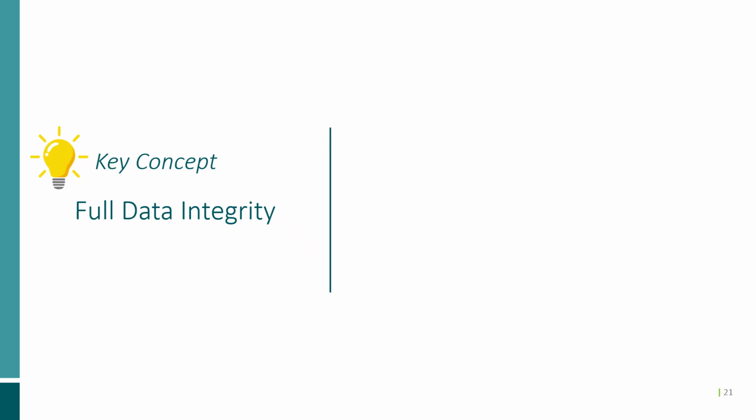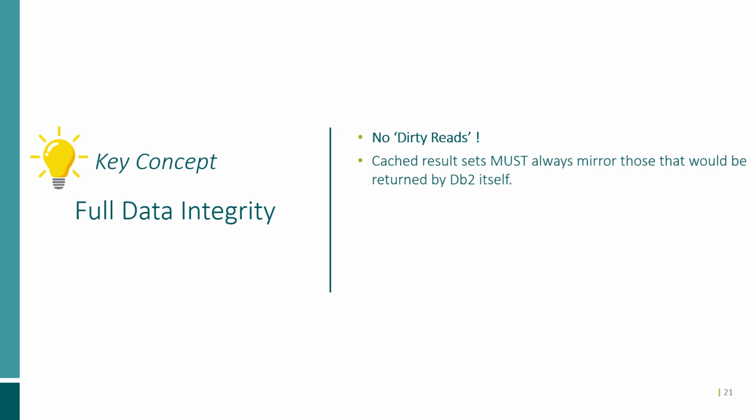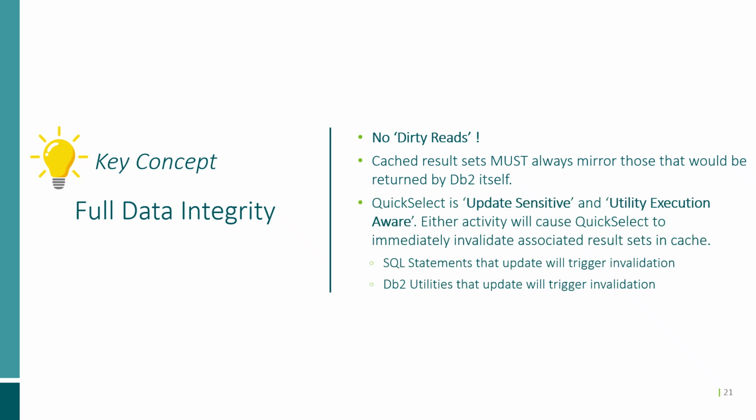Let's discuss another key QuickSelect concept, that of the fact that QuickSelect ensures full data integrity. No dirty reads, no data integrity issues. Cached result sets will always mirror those that would be returned by Db2 itself. QuickSelect is update sensitive and utility execution aware. Either of these activities will cause QuickSelect to immediately invalidate the associated result sets in cache.